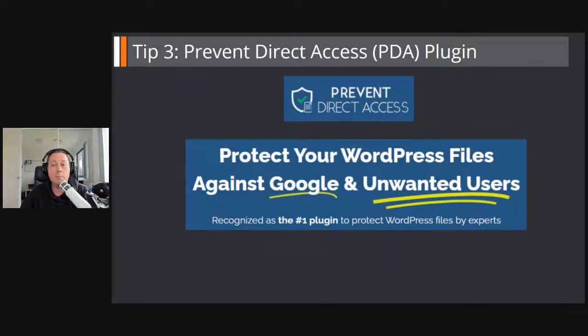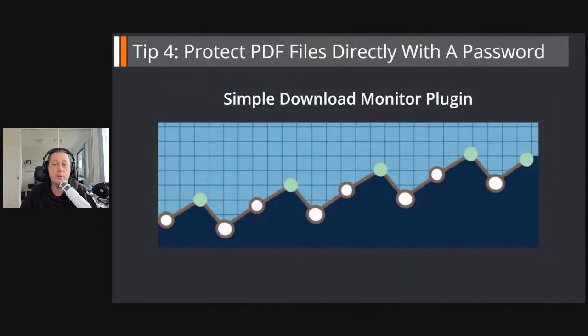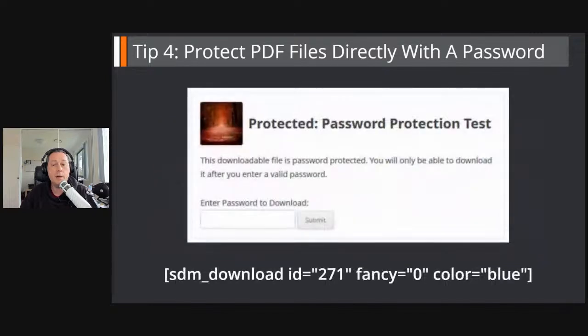And that not only protects your URLs, but allows you to create dynamic links and expire those links as well for your PDF files. But more importantly, it hides them from Google search indexing as well, along with this Private Magic Links add-on. Tip number 4 was to protect the PDF files with the Simple Download Monitor plugin, and it allows you to put a little shortcode and it allows people to download the file but ask for a password first, and it protects the URL.